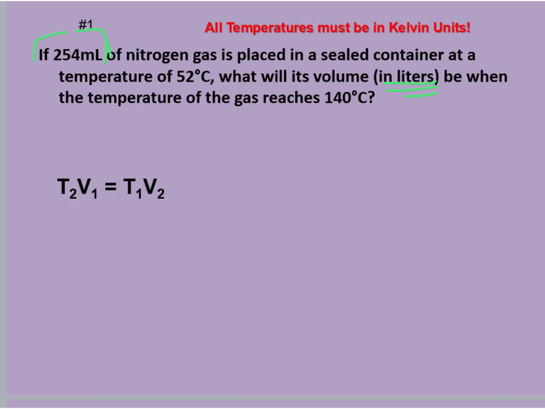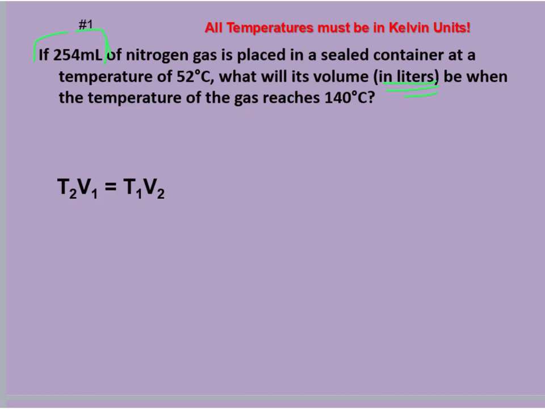Just like when we looked at the first Boyle's law, all of the units for pressure need to be the same in those. So 254 milliliters, if you know that there's 1,000 milliliters in a liter, that is going to then become 0.254 liters. That's a conversion that it's great to just remember, whether you use the move the decimal place method or the other method with factor label.